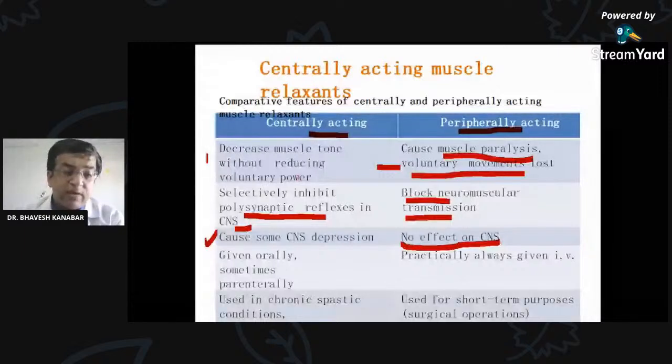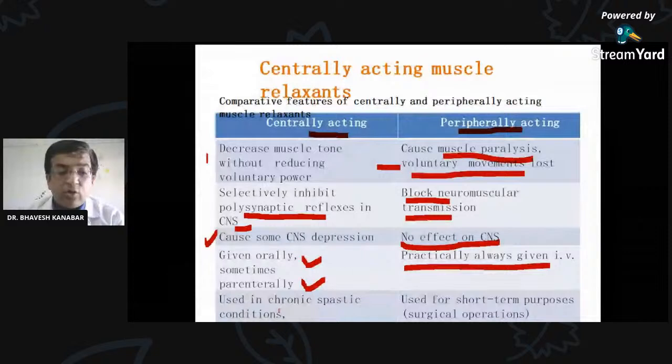Centrally acting muscle relaxants can be given orally and sometimes parenterally. Peripherally acting ones are always given IV. Centrally acting are used in chronic spastic conditions, acute muscle spasm, and tetanus, while peripherally acting muscle relaxants are used only during surgery. So these are the differences: 1, 2, 3, and 4.